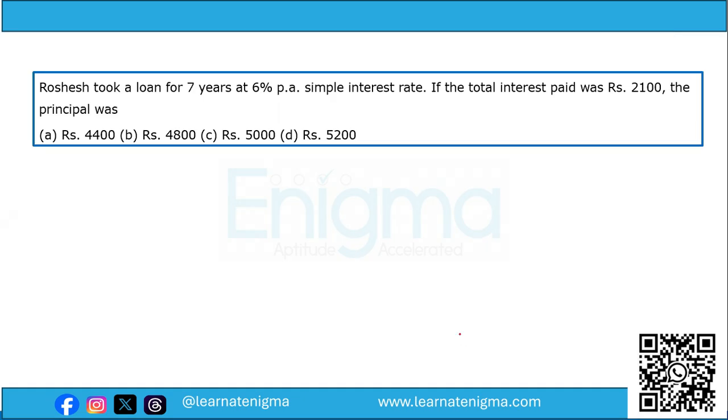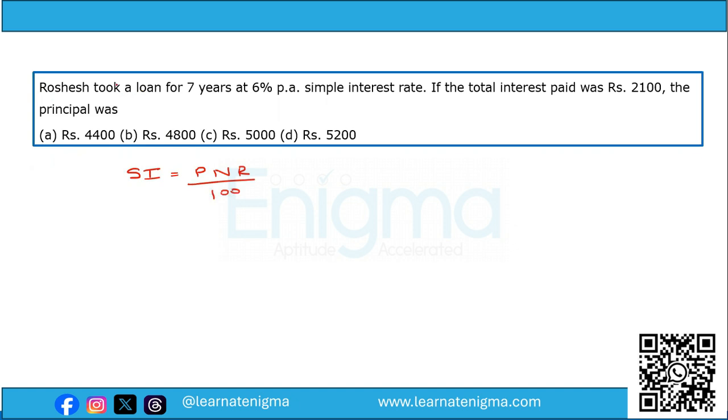Roshesh took a loan for 7 years at 6% per annum, simple interest rate. If the total interest paid was rupees 2,100, the principal was. Now, the formula for simple interest is PNR upon 100.